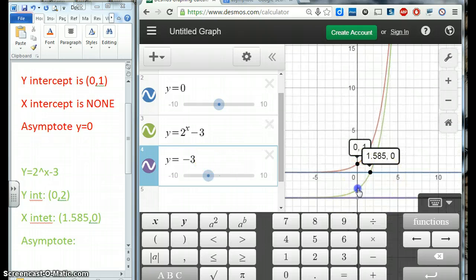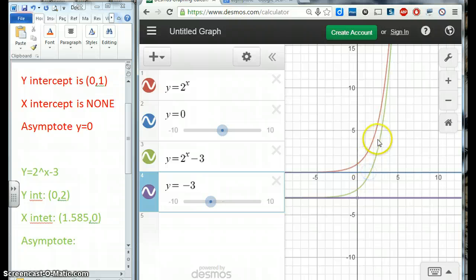Okay, let me close these off. You see how the green line is getting closer and closer to this one right here? And you see the purple line? All of the y's are negative 3. The x's are whatever they are, but the y's are all negative 3. Notice right there. So that's what we call it, y is negative 3. So that's the asymptote. That would be the purple one right here.